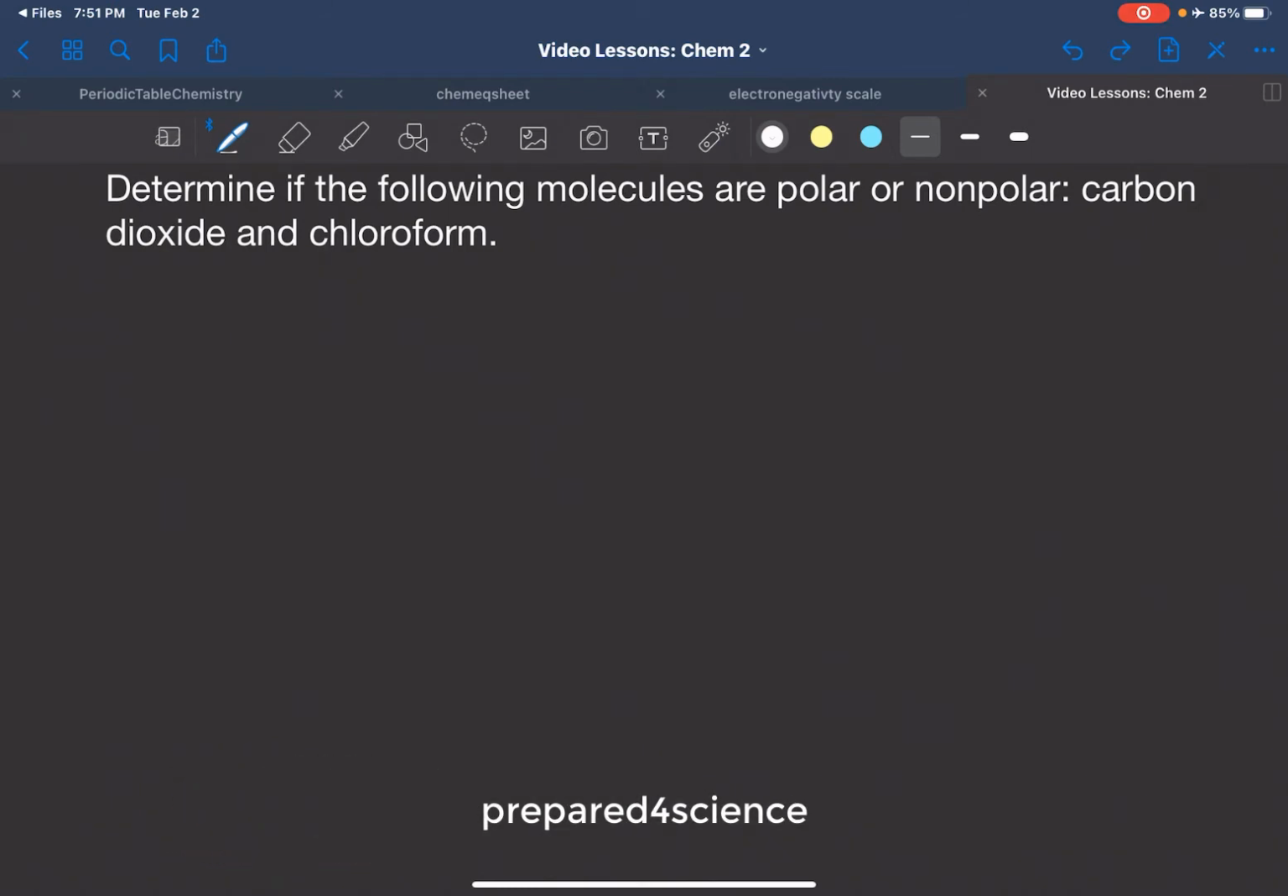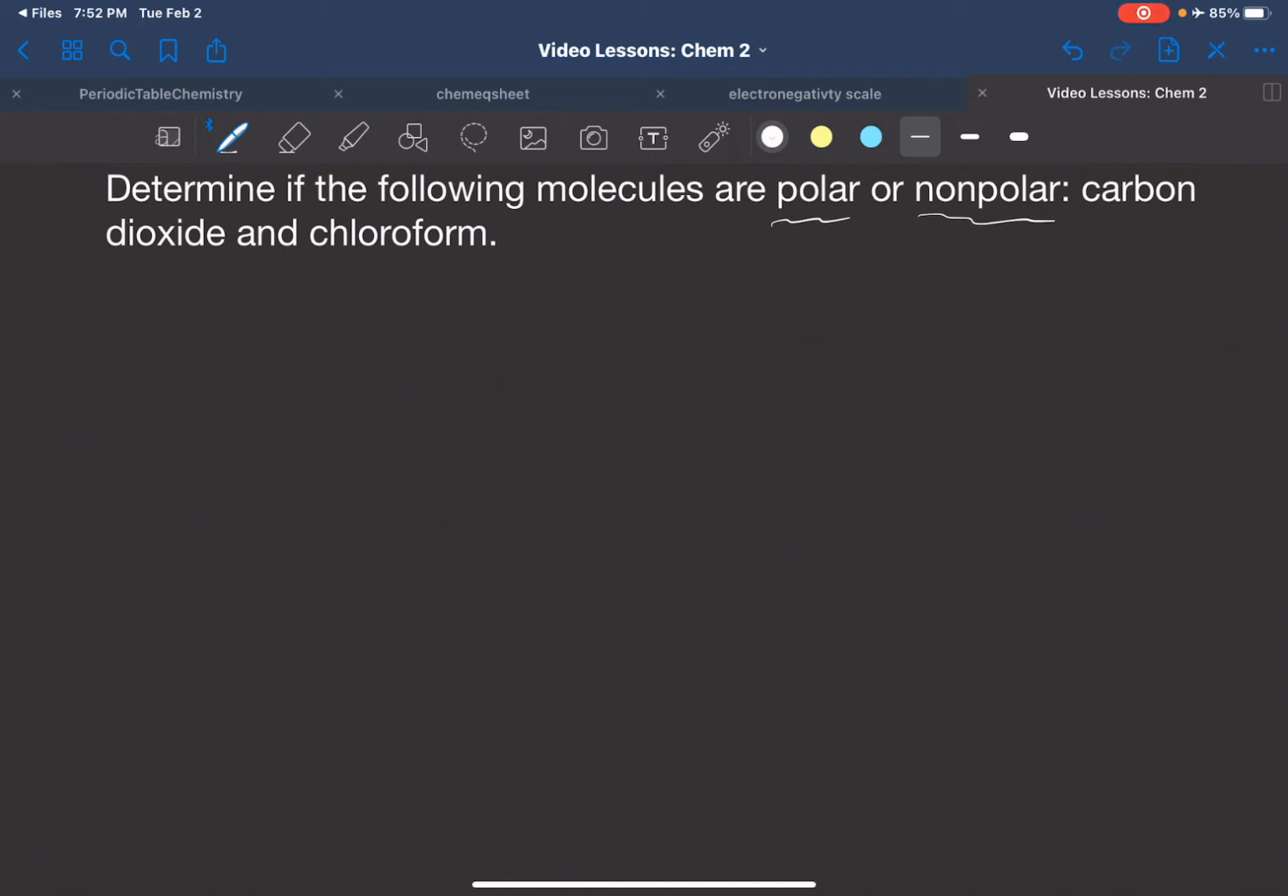In previous lessons, we've looked at how to draw Lewis structures and then take a look at the geometry of that Lewis structure to determine whether or not it has a tetrahedral or a linear form, just to name a couple of examples. So, in this lesson, I want to expand upon that and take a look at the concept of polarity, whether or not something is polar or nonpolar.